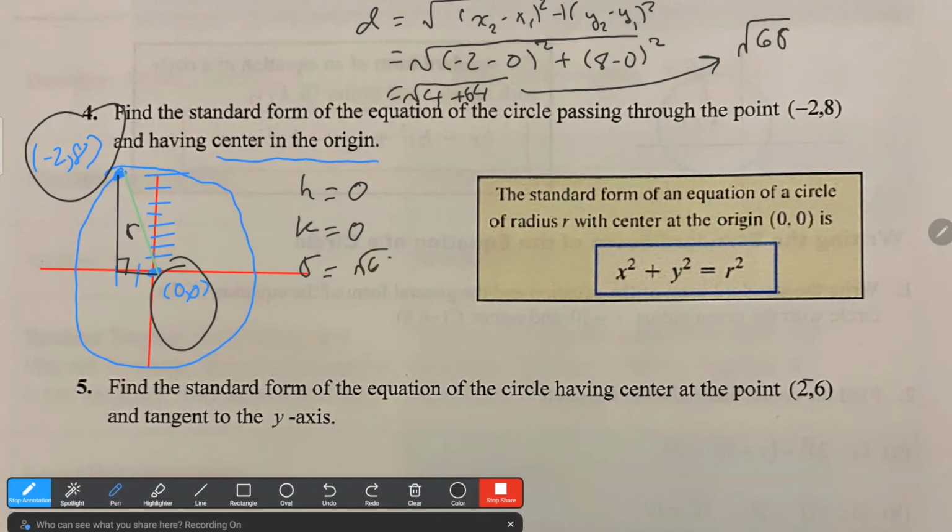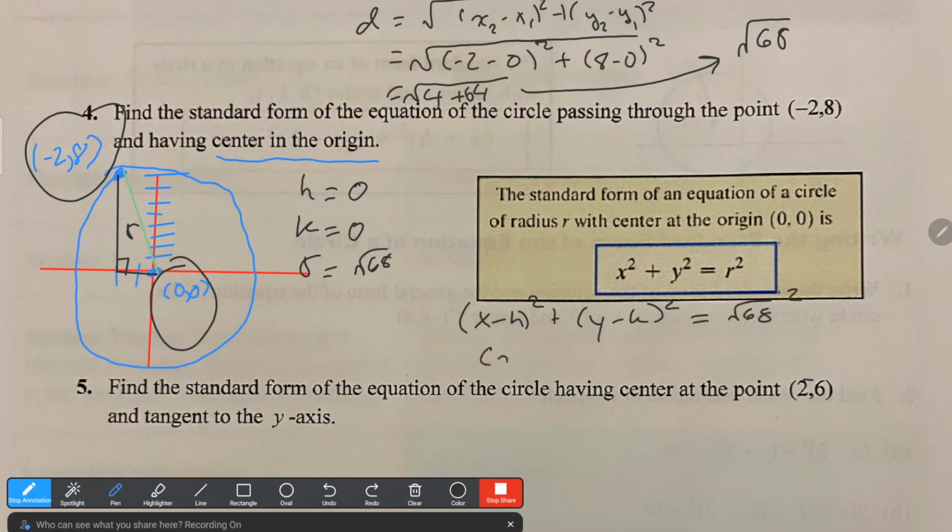Now check this out. We're going to square it later, okay? So we don't actually need to reduce this radical. So we've got x minus h squared plus y minus k squared equal to the square root of 68 squared.